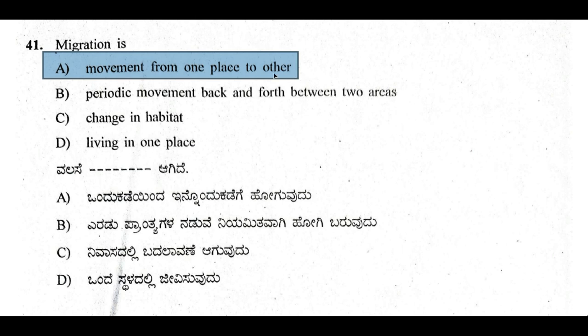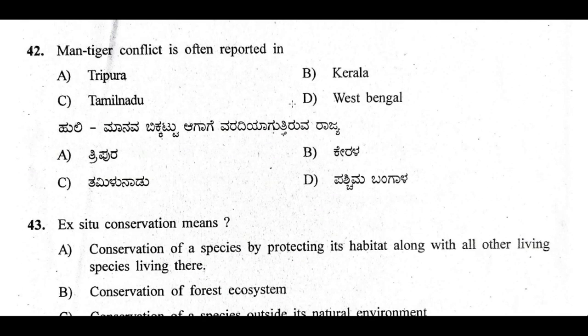Man-tiger conflict is often reported in which Indian state? As per the reports, it is Madhya Pradesh where we find more man-tiger conflicts, but that option is not there. So we will go with West Bengal. The more number of conflicts between man and tiger happen in West Bengal.